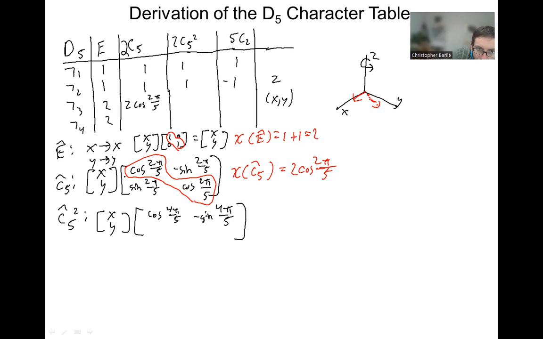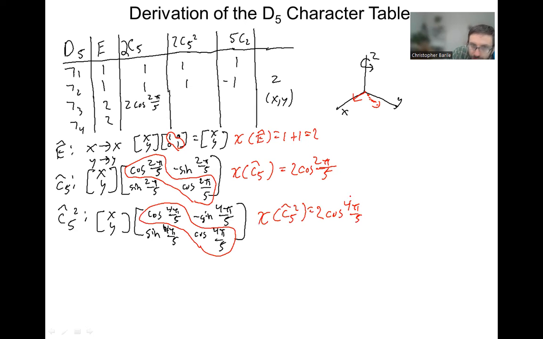We have the minus sign element here. We have the positive sign element here, 4 pi over 5. And we have cosine 4 pi over 5. We take the trace of this matrix, and we're going to get cosine 4 pi over 5 plus cosine 4 pi over 5. And we're just going to call that 2 cosine 4 pi over 5. So that's going to be our character. Again, another non-integer character for 2 cosine 4 pi over 5.